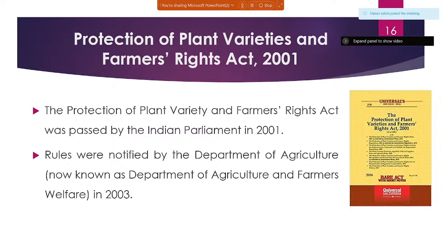The way the question was important in case of the Patent Act, in which year it came, 1970. So for this it is 2001. You may need to remember. The act was passed by the Indian Parliament in 2001 and the rules were notified by the Department of Agriculture. Now they have changed the name to Department of Agriculture and Farmers Welfare. They didn't change the name in 2003. I mean the rules came in 2003. They just changed the name. I'm not sure when they changed the name.